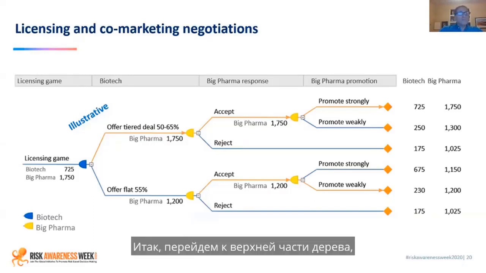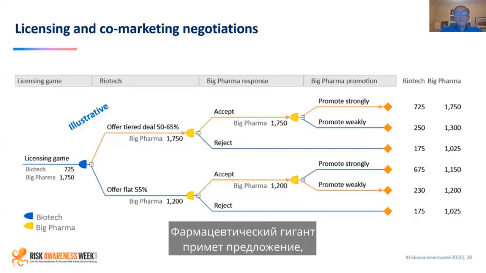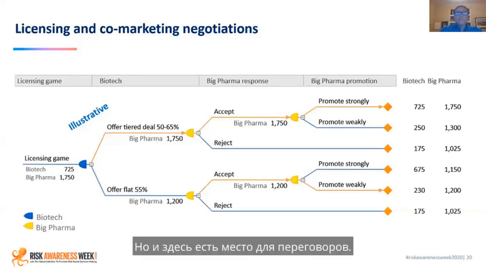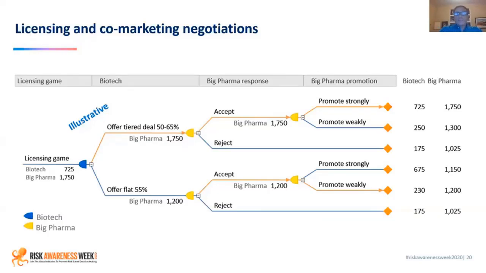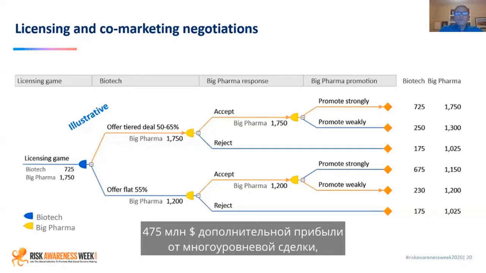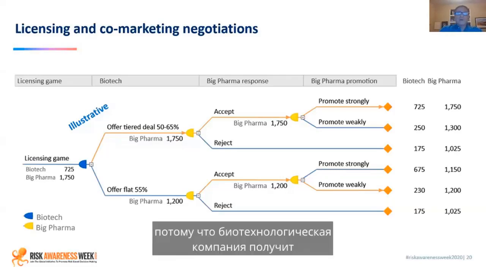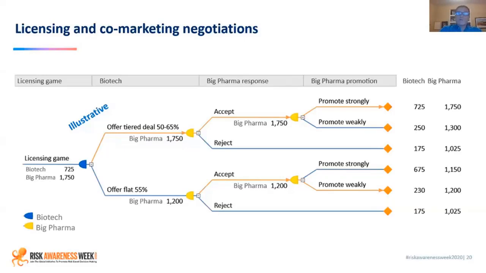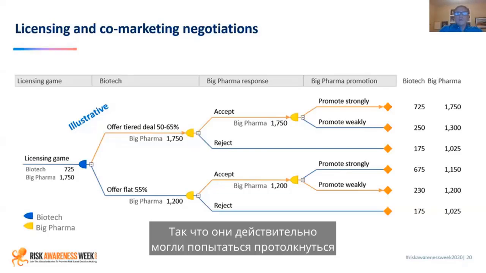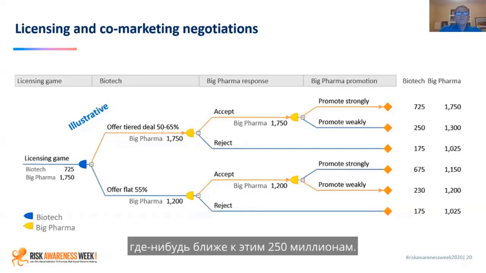So let's move to the top part of the tree where a tiered deal is offered. The big pharma will accept it, and they would promote strongly. But there's some room to negotiate here, because the big pharma company could say, I want $475 million of additional value from the tiered deal, because the biotech company would get 725 versus 250. So they could actually try to push up against anywhere closer to that 250 million.